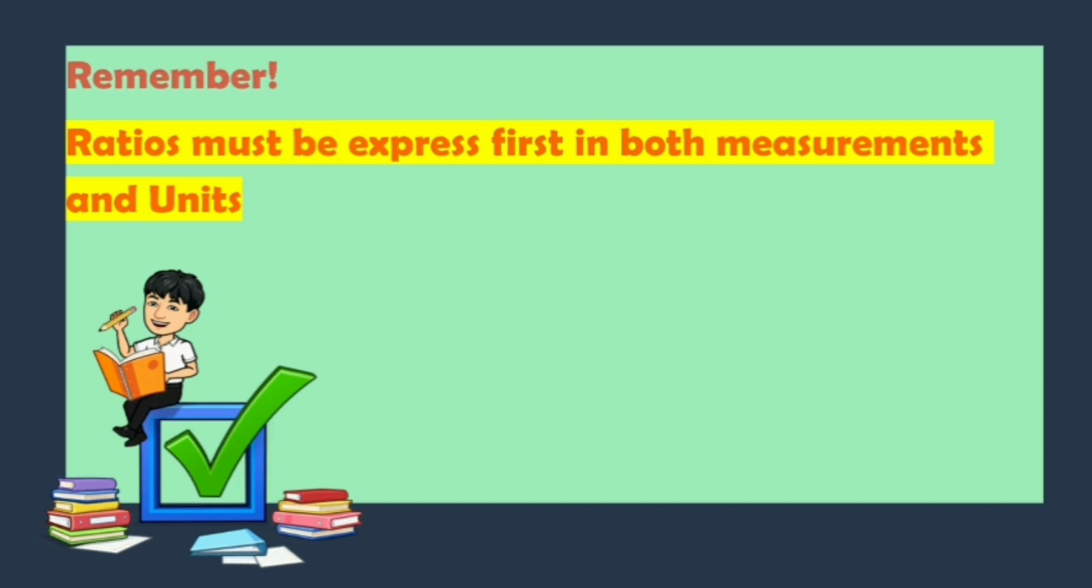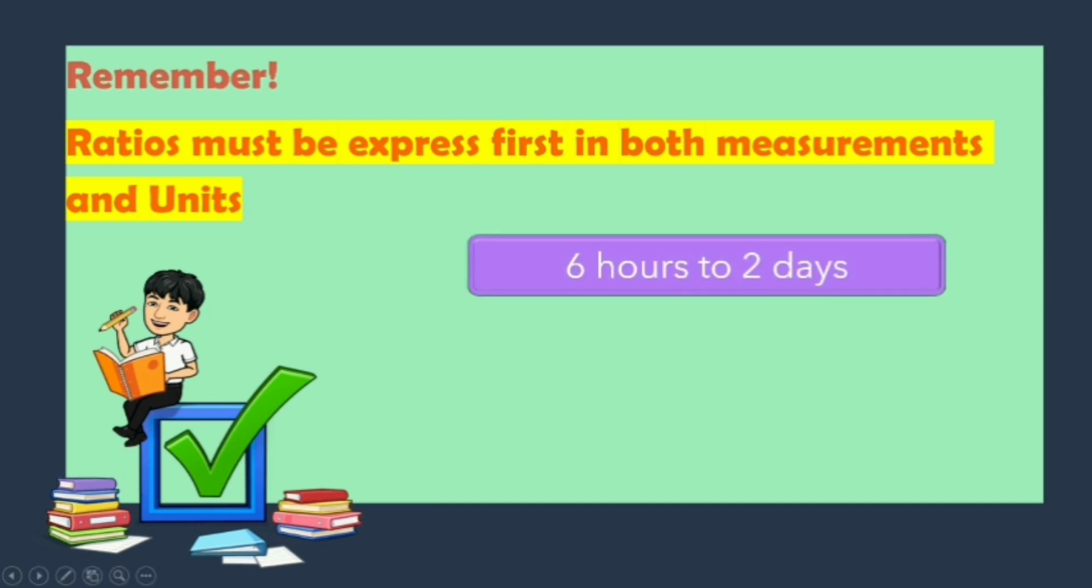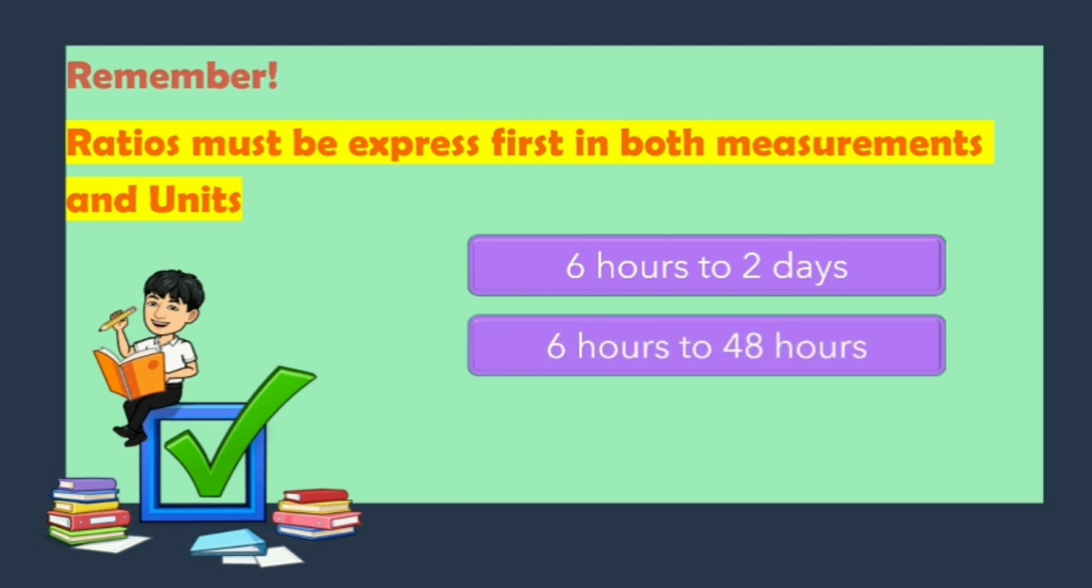An important reminder about ratios is that they must first be expressed in the same measurements and units. For example, we have 6 hours to 2 days. We know that in a day there are 24 hours. So if we convert 2 days to hours, that is 6 hours to 48 hours. We can write it as a ratio, that is 6:48. Remember that we can express ratios in lowest term. So the lowest term of 6:48 is 1:8.